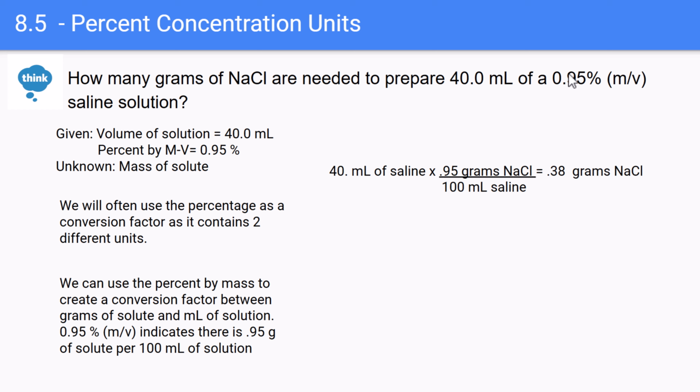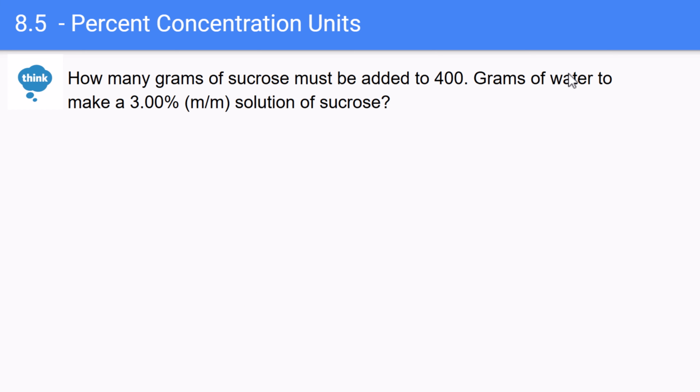What's nice about this is I can always go back and check my work. I can take 0.38 and divide it by 40 and multiply by 100 and see, do I get 0.95% mass by volume in my solution? So there's lots of ways that we can make sure that we're going through and doing this correctly by checking our work algebraically. Let's look at another practice problem here.